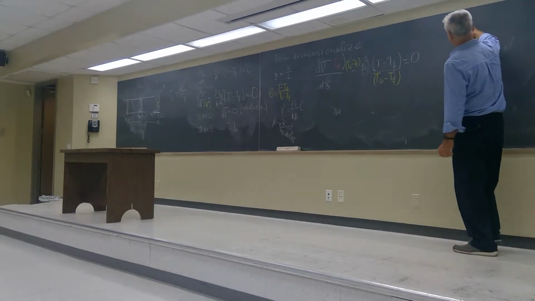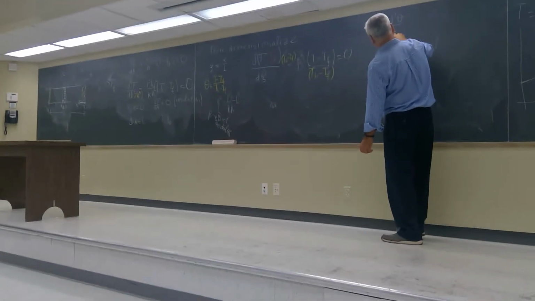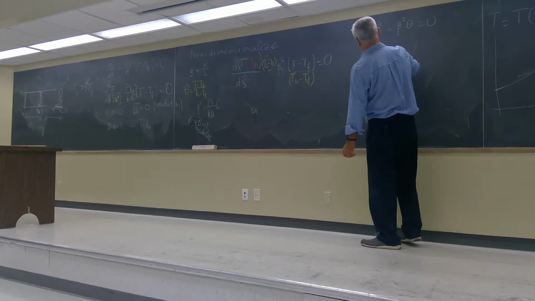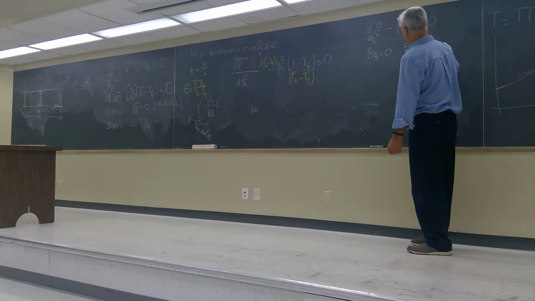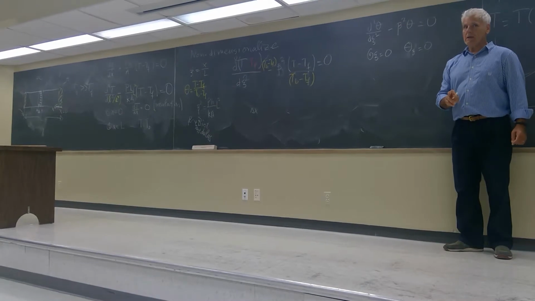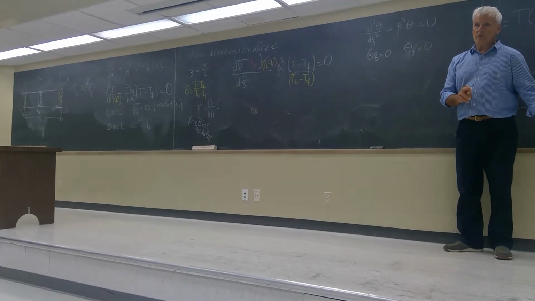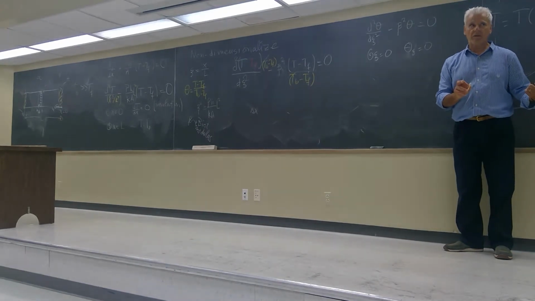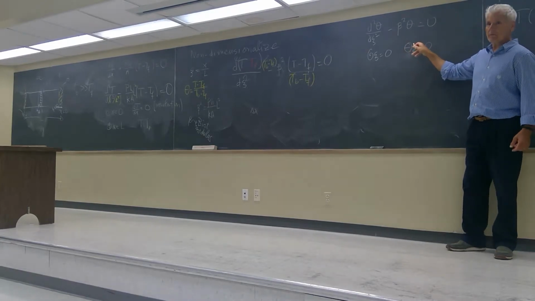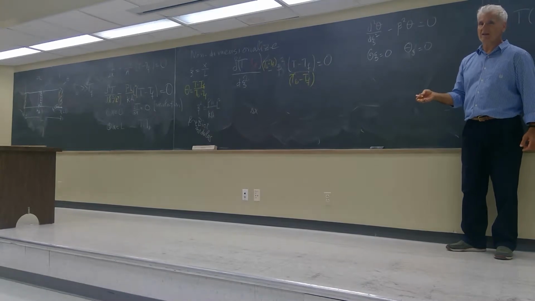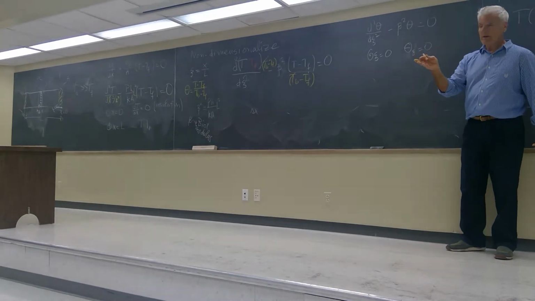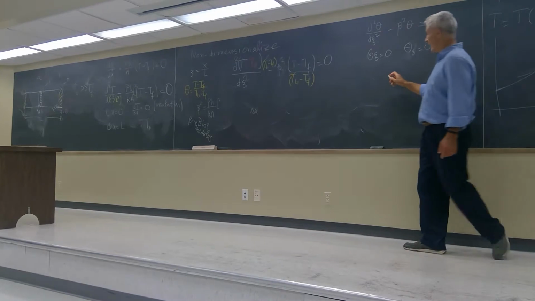So now we have d squared theta d psi squared minus beta squared theta equals 0, and at psi equals 0, d theta d psi equals 0, which many times in mathematical notation, the first derivative becomes a subscript. Have you seen that notation before, for the first derivative of theta with respect to psi? So this means first derivative of theta with respect to psi.